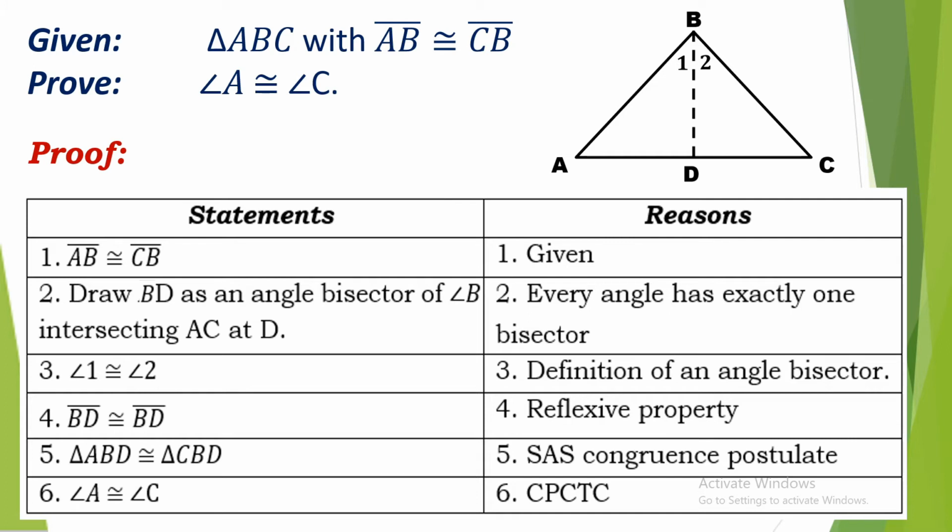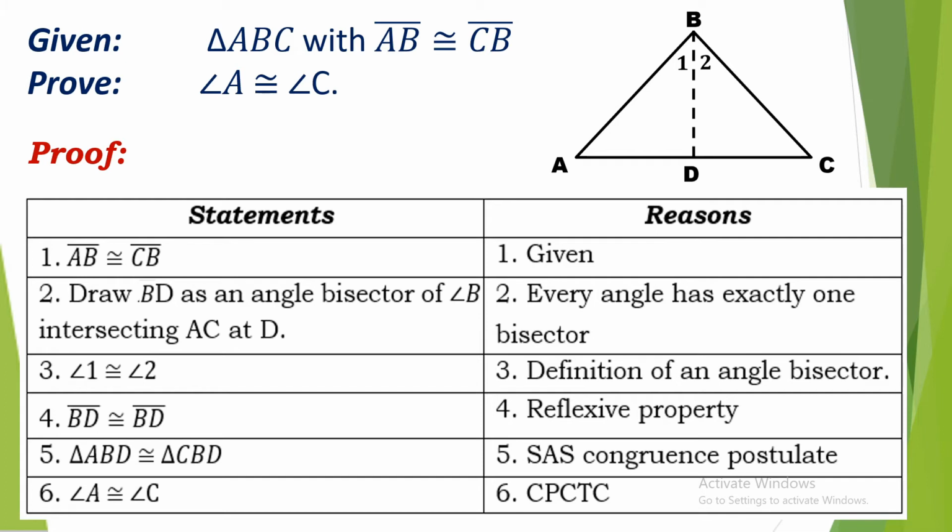Take note that we now have two triangles, triangle ABD and triangle CBD. So we have to prove that those two triangles are congruent to prove that angle A is congruent to angle C. So for our fourth statement, it is very evident that there is a common side between those two triangles, and that is segment BD. So our fourth statement is segment BD is congruent to segment BD, and that is by reflexive property.